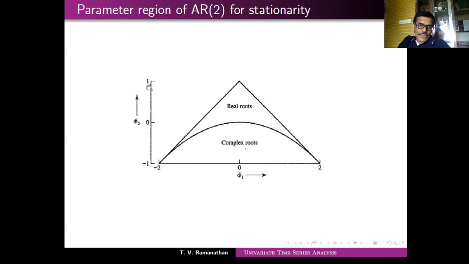So the region is not the entire unit square. We may think that if you have taken absolute value of phi 1 less than 1 and absolute value of phi 2 less than 1, you could have got minus 1 to plus 1 here and minus 1 to plus 1 here, but that's not the case in this situation. It's basically phi 1 plus phi 2 less than 1, phi 2 minus phi 1 less than 1, and then absolute value of phi 2 less than 1. So together, this region gives me the complex roots, and this gives me the real roots.